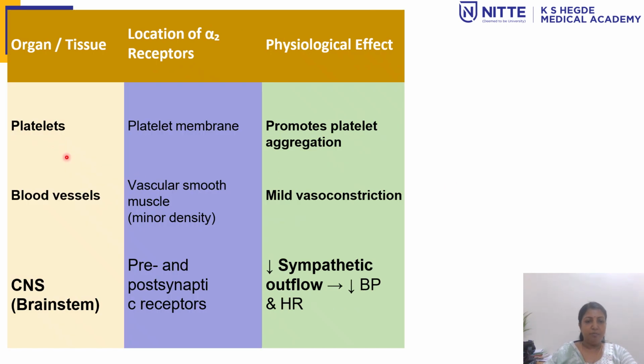In platelets, they have minor action. In blood vessels also. In platelets, they promote platelet aggregation, and in blood vessels, there is a mild vasoconstriction. And in the CNS, mainly in the brain stem, the receptors are present presynaptic as well as postsynaptic, and on activation, they can reduce the sympathetic outflow, which can produce a fall in BP and fall in heart rate.